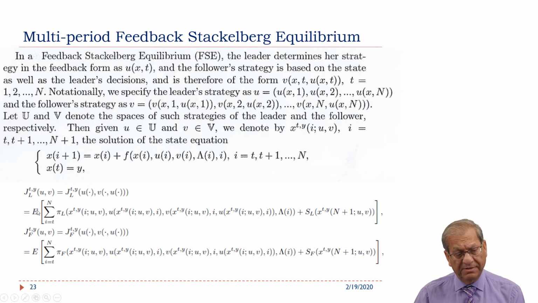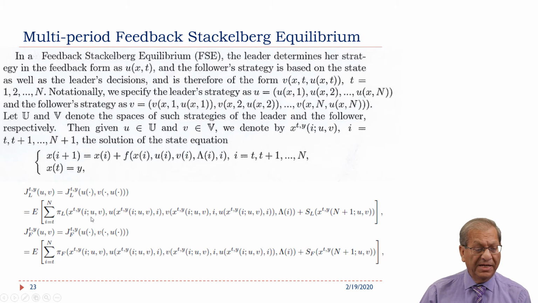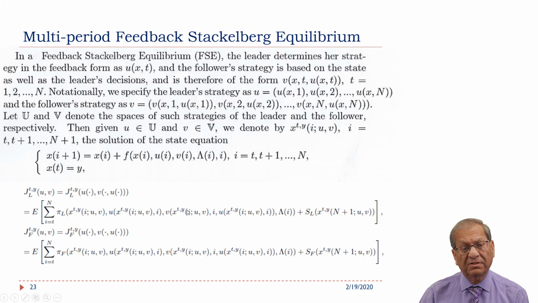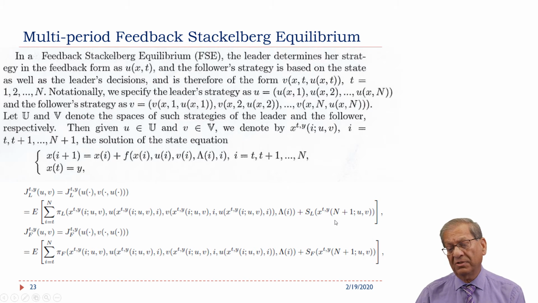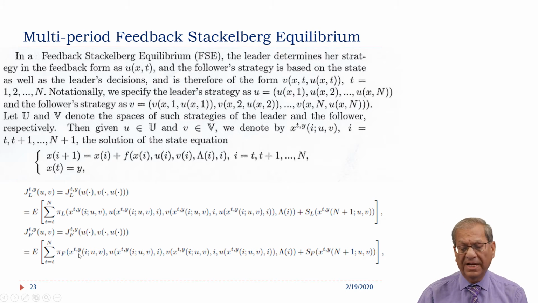The profit of the leader is an expected value of the profit in each period, and we sum the profit in each period from t to n. As you can see, there's a function pi L which gives the leader's profit. It depends on the state at time i, it depends on the decision of the leader at time i, and it depends on the decision of the follower at time i, and it also depends on the salvage value at the end of period n. Similarly, we will have a decision for the follower, and we can define these objective functions.